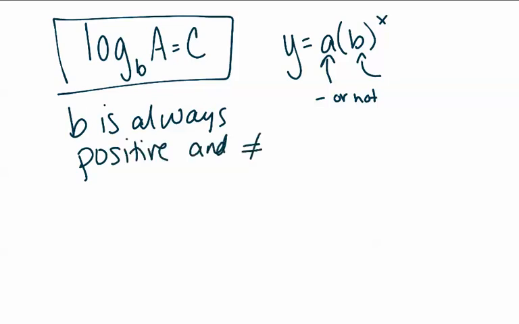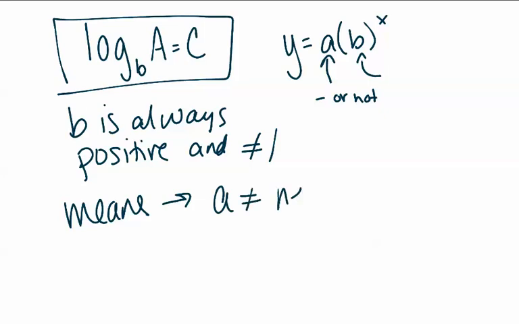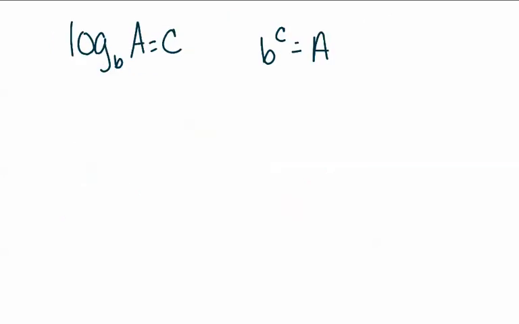And so that's going to mean that you can never take the log of a negative number. So this means a cannot be negative, because of the restriction on your base. So let's see why that is. These are equivalent statements, we just kind of saw that: log base b of a equals c, and b to the c power equals a.